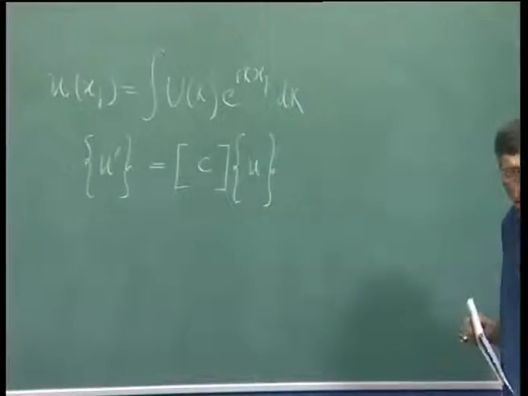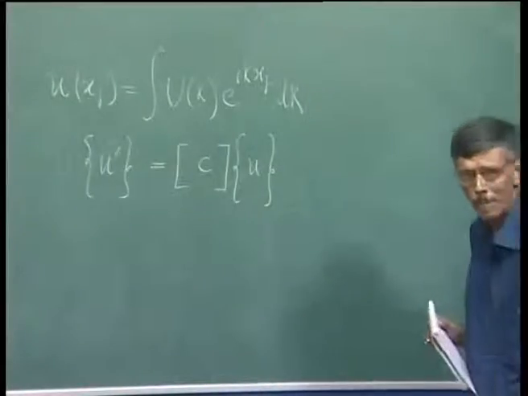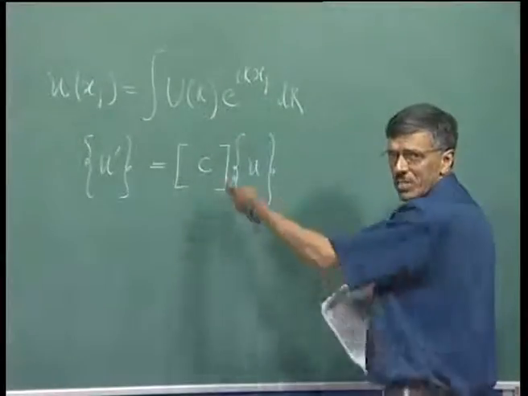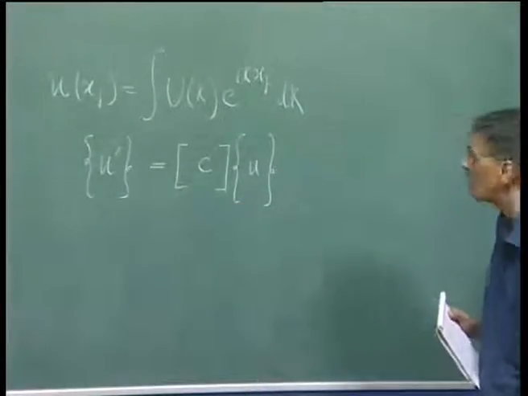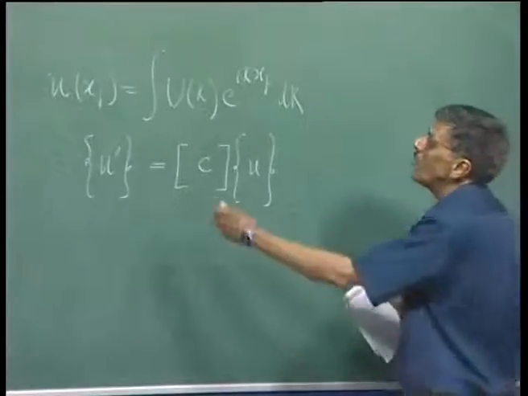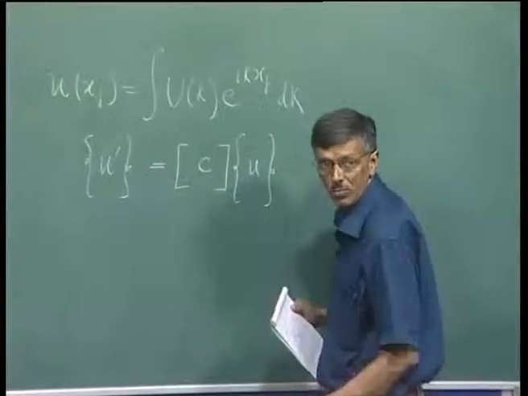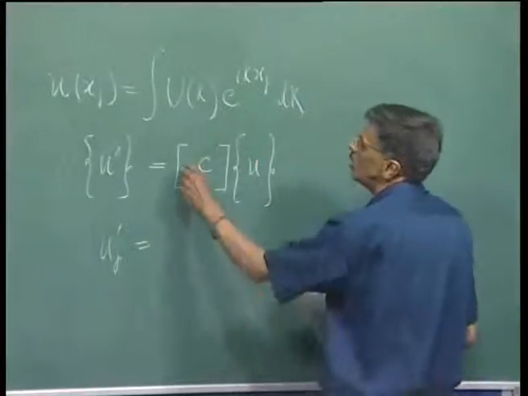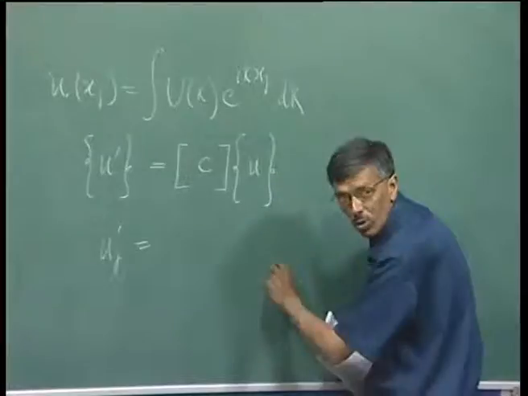Right. For an explicit scheme, what happens? We have a special nature of C, and for the compact scheme we have a different nature of C. Okay. Now, suppose I am looking at the jth point. What we are getting here is u j prime equal to the jth line multiplying the whole column.